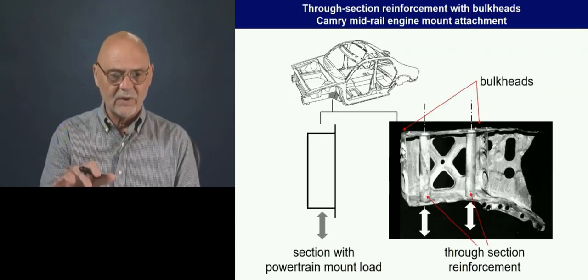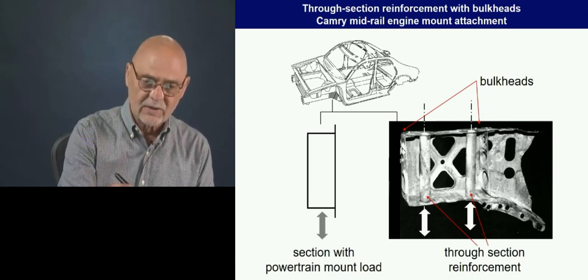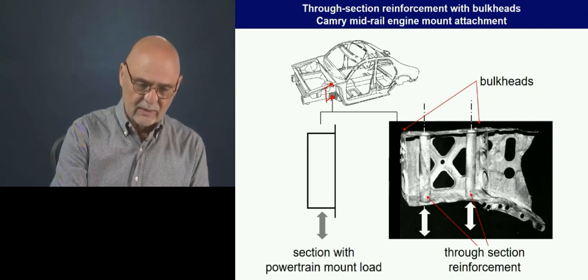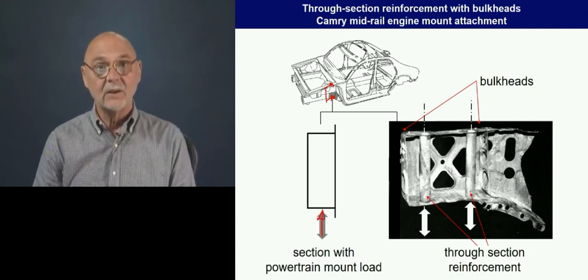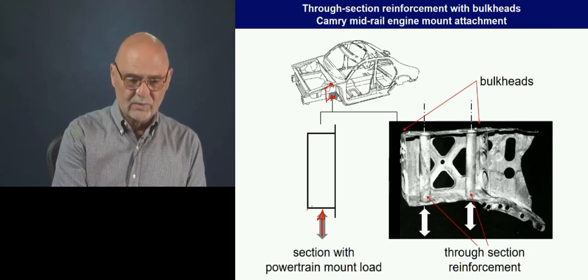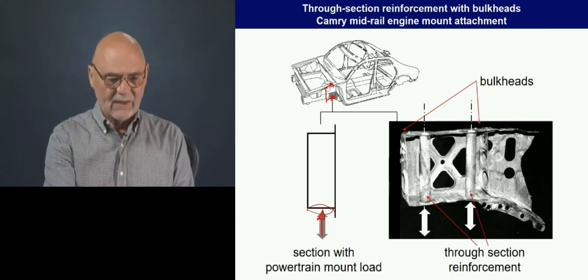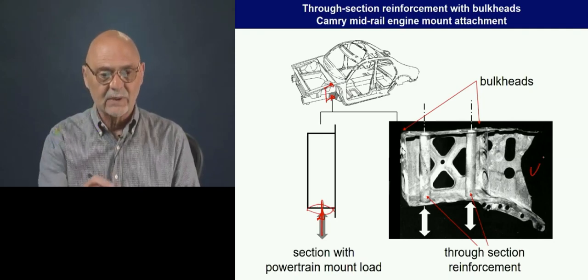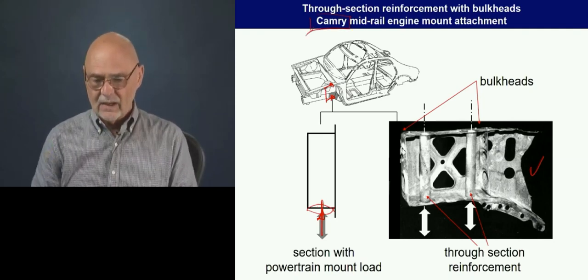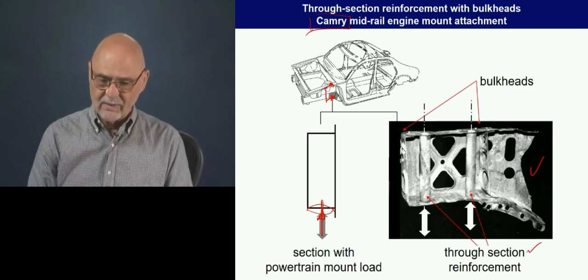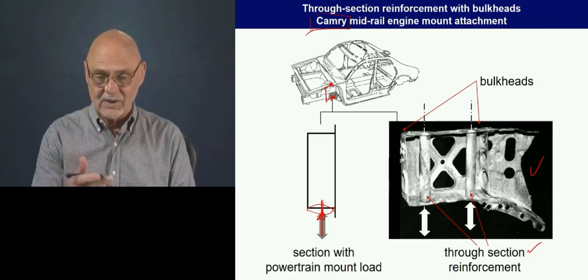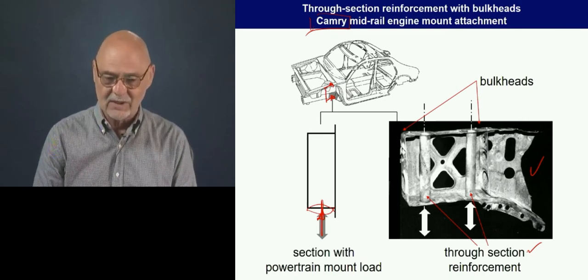Here's another kind of configuration. We're looking at a section through the motor compartment, the mid-rail. We're going to put a powertrain mount here, and we know if we don't do something to the section, we'll have a lot of local motion there. So here is an example from a Camry of a through-the-section reinforcement. This really includes a lot of things. It's a very large load that comes in here.